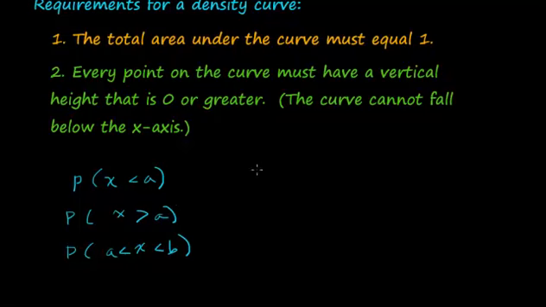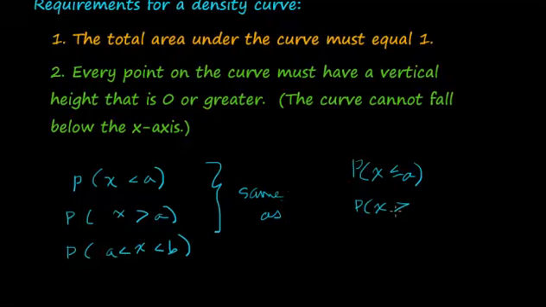And one other thing to note, since the probability of exactly some value is extremely small, we will say that these are the same as saying the probability that X is less than or equal to A, the probability that X is greater than or equal to A, and the probability that A is less than or equal to X, which is less than or equal to B. We won't get a different answer because that or equal to part is so small, it's too small to really be detected.